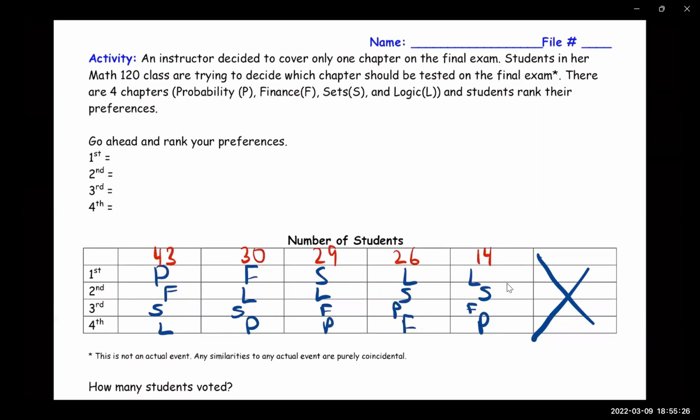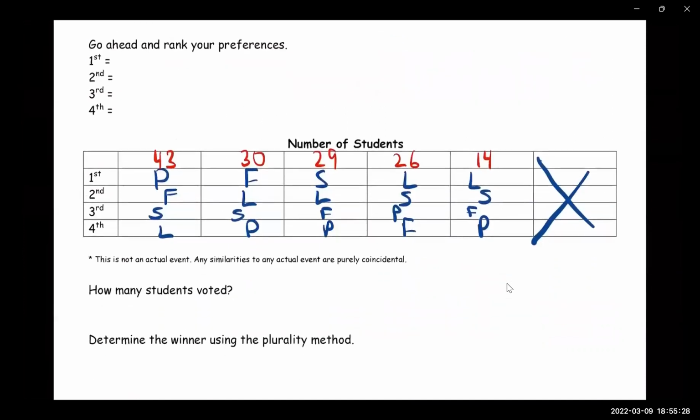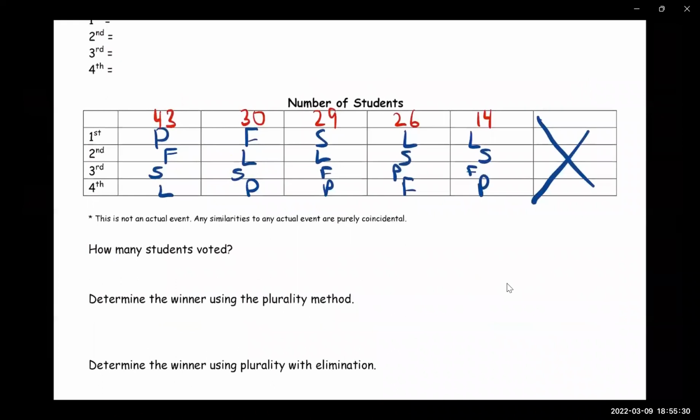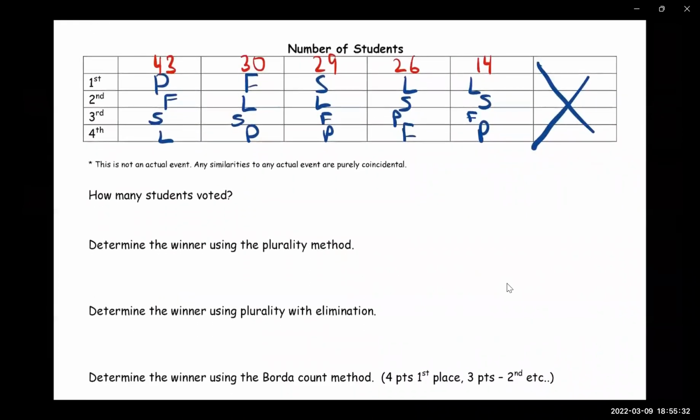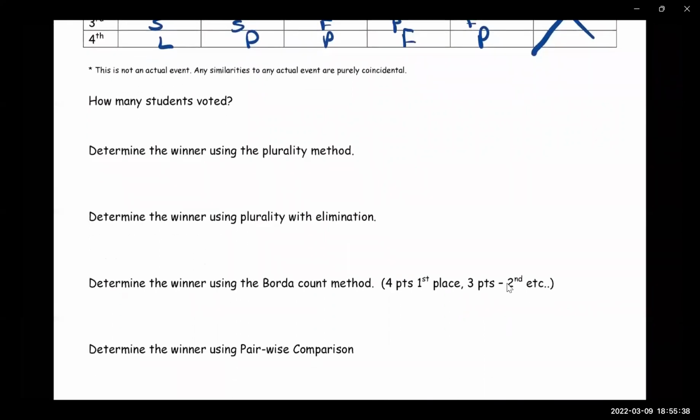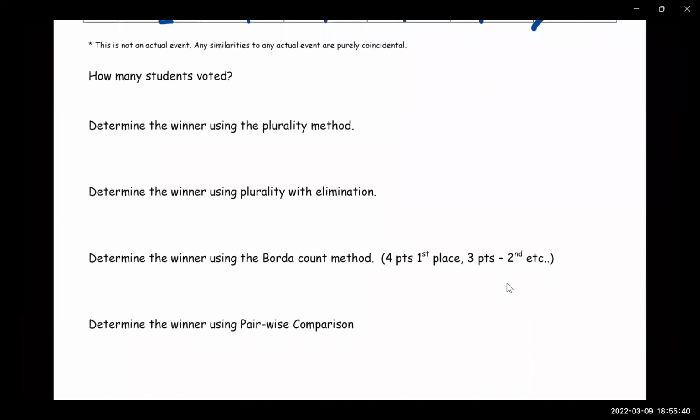So now we're going to do the voting methods to see which one wins. There's a bunch of questions here. The first one is how many students voted, and then we want to determine the winner by using plurality, then plurality with elimination, and then the Borda count method. And then they tell you how many points: first place gets 4 points, third place gets 2 points, etc.